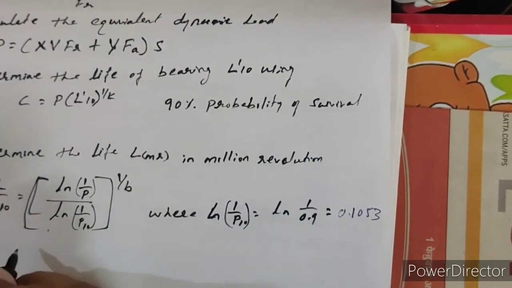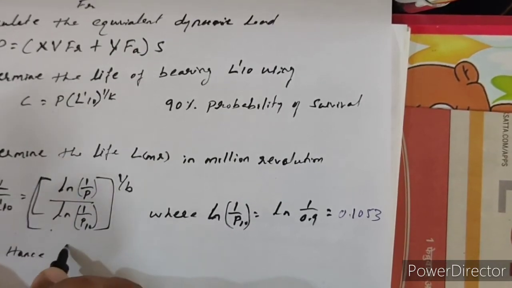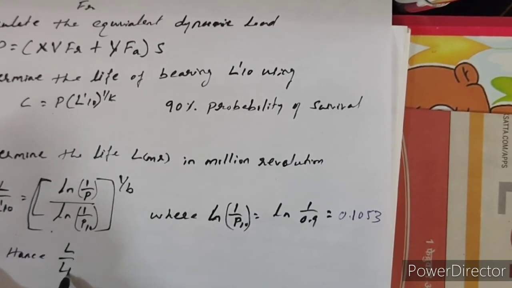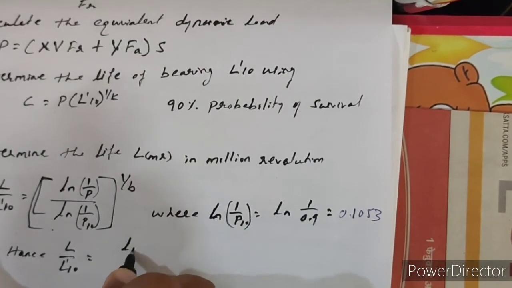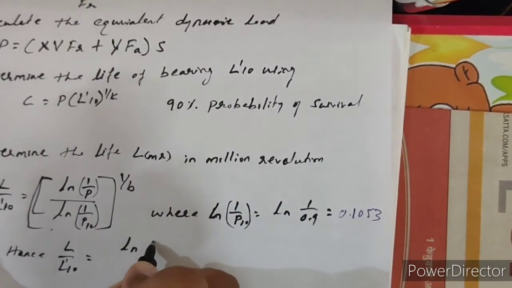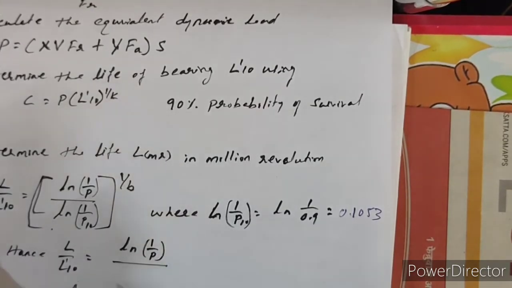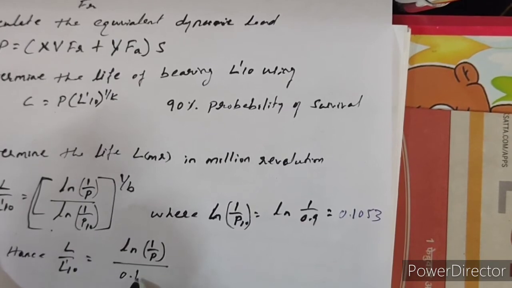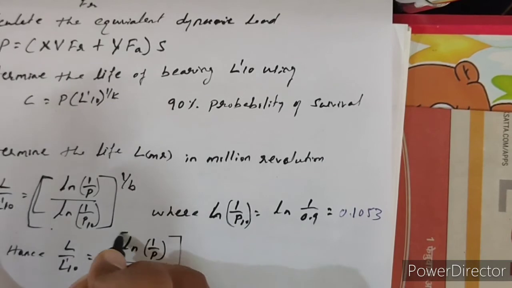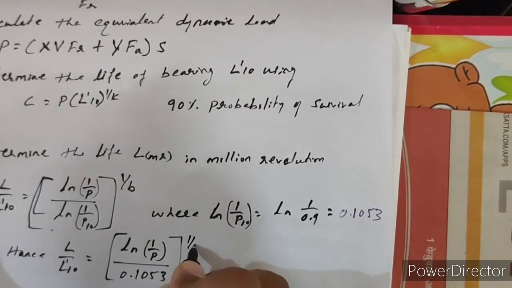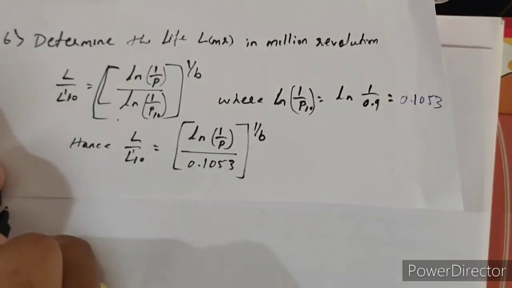So L by L'10 equals ln 1 by P divided by 0.1053, whole raised to 1 by B. So in this equation we will get the life of the bearing in million revolutions.